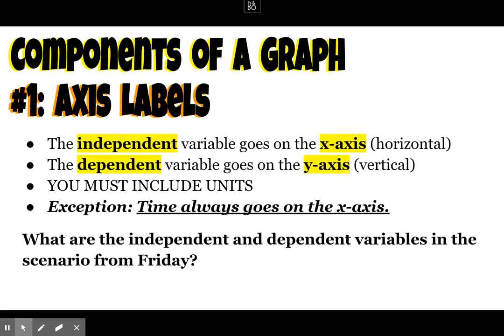So I want you to take a moment and think, what are the independent and dependent variables in our scenario from Friday? So our independent variable was the amount of fertilizer. That's what we were changing. And so that's going to go on our x-axis. And then our dependent variable will go on our y-axis, and that was the average plant height.